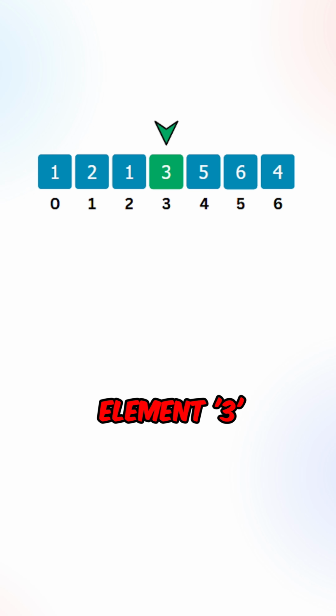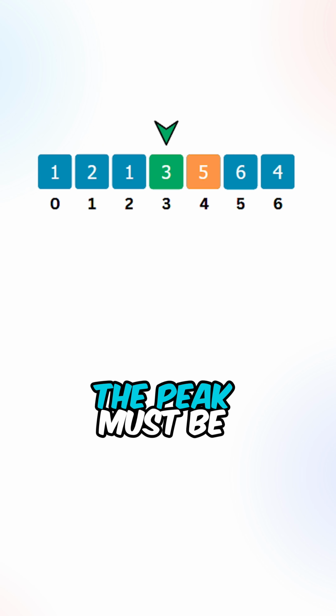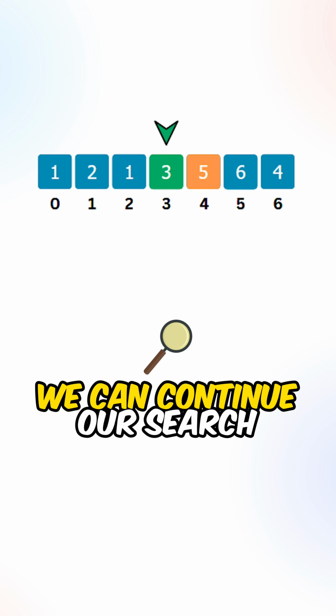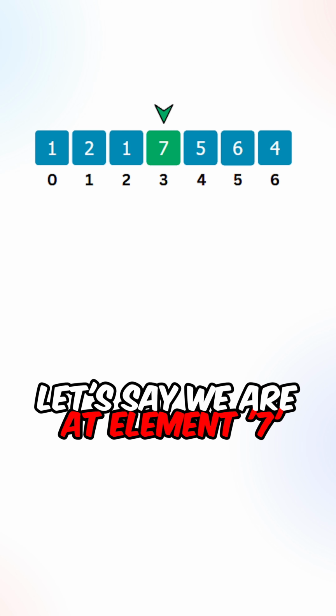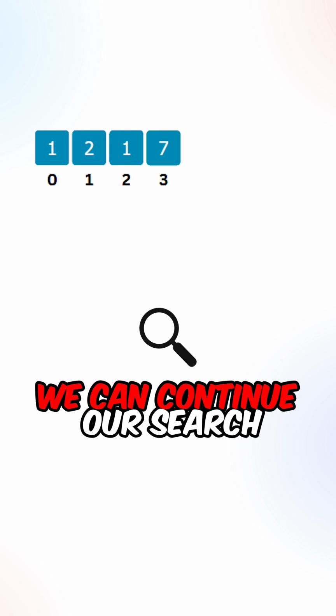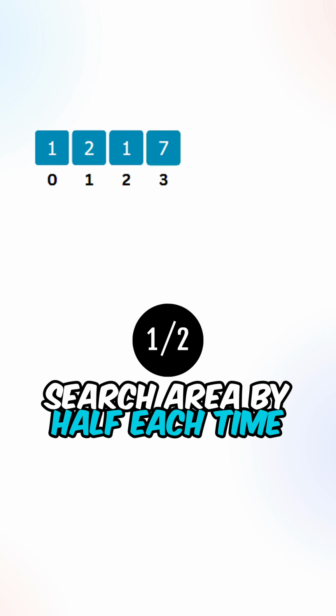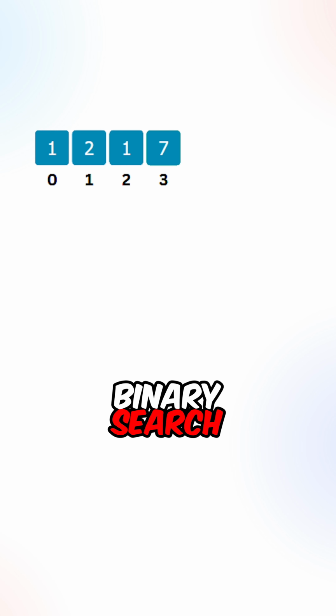Let's say we're currently at element 3 and we compare it with the element 5. Since 3 is less than 5, the peak must be on the right side. We can continue our search in the right subarray. Let's say we are at element 7, which is greater than its neighbor 5. That means the peak must be on the left side. We can continue our search in the left subarray. Since we are reducing the search area by half each time, we can implement binary search.